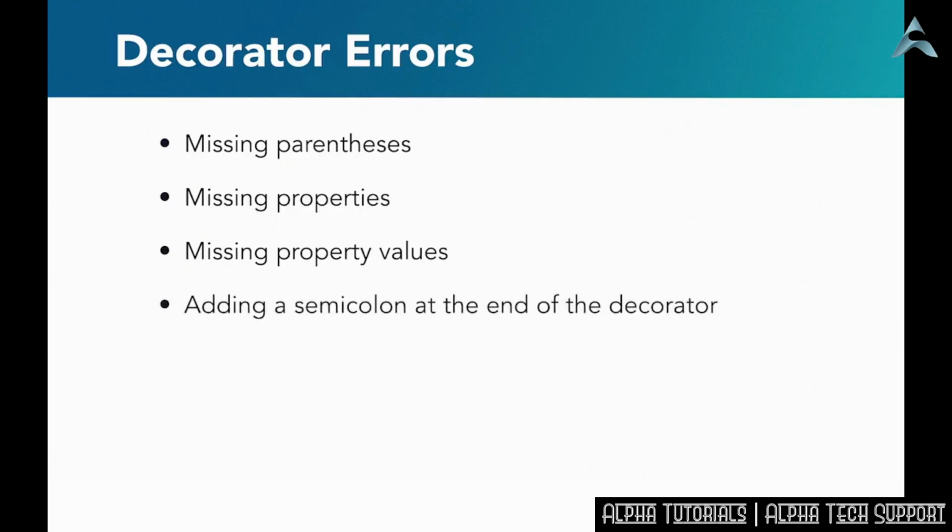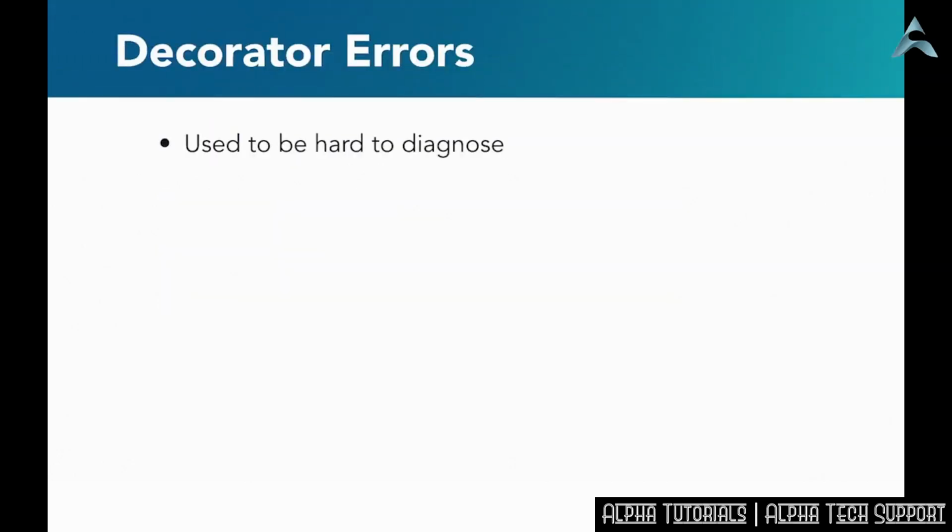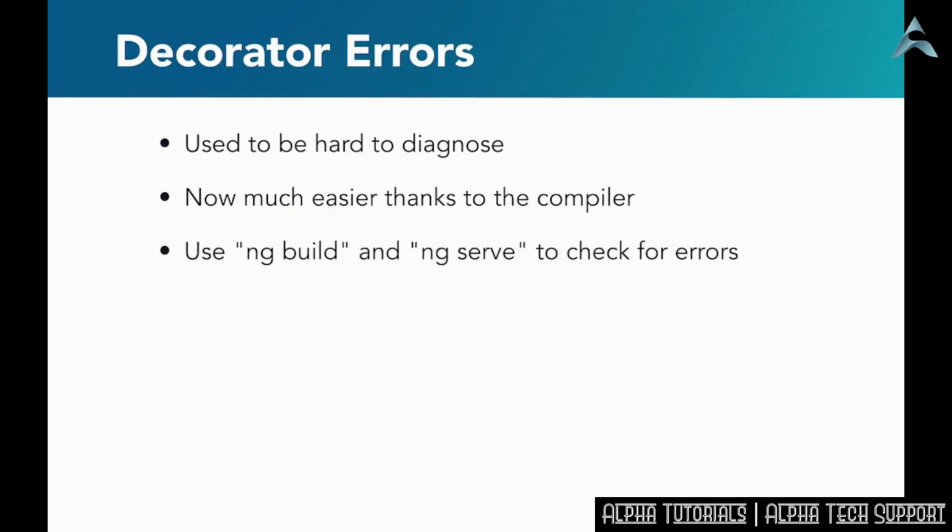In older versions of Angular, decorator errors were really hard to diagnose because Angular emitted errors only on execution in the browser console and not at compile time. In newer versions of Angular, we get a lot more helpful feedback from the compiler, and this makes diagnosing those issues much, much easier. You can use the ng build and ng serve commands that come with the Angular CLI tool to take advantage of this error reporting.